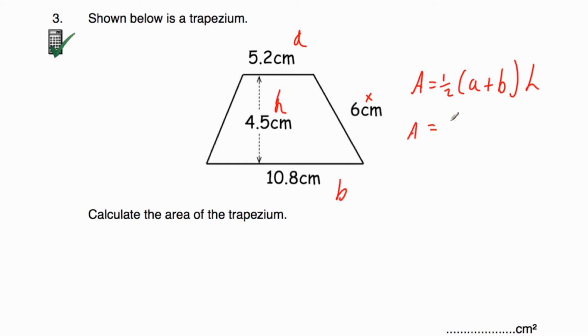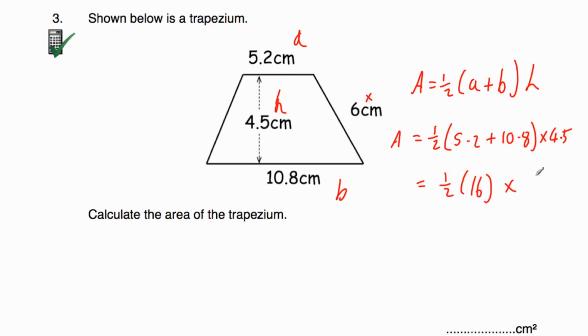So the area is equal to a half, and then in brackets A plus B, so it's going to be 5.2 plus 10.8, and then we're going to times by the height, which is 4.5, so times by 4.5. Now we need to work this out, so we're going to do our brackets first of all, so 5.2 plus 10.8. Now it is a calculator question, and if you do 5.2 plus 10.8, we're going to get 16. So we've got a half of 16 times by the height, which is 4.5. A half of 16 is 8, so we've now got 8 times 4.5. And then if we do 8 times 4.5, that would be our area. So 8 times 4.5 is equal to 36. So the area of this trapezium is 36 centimeters squared.